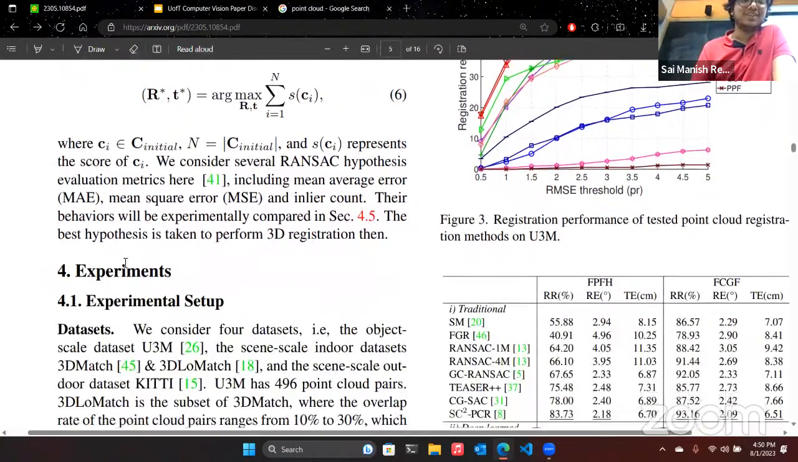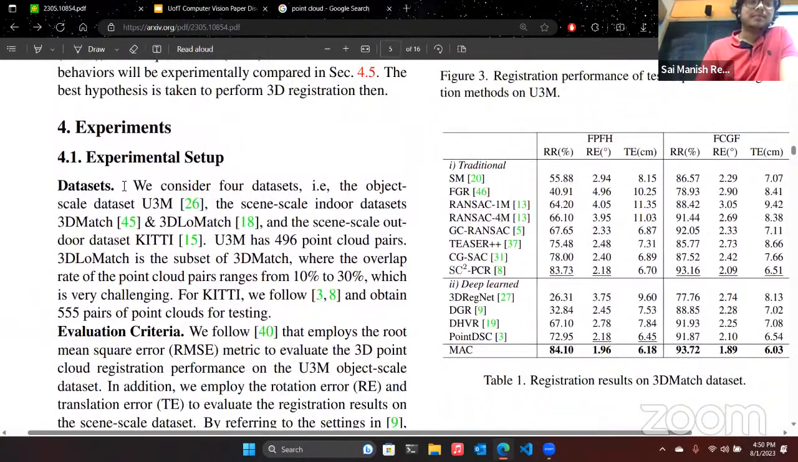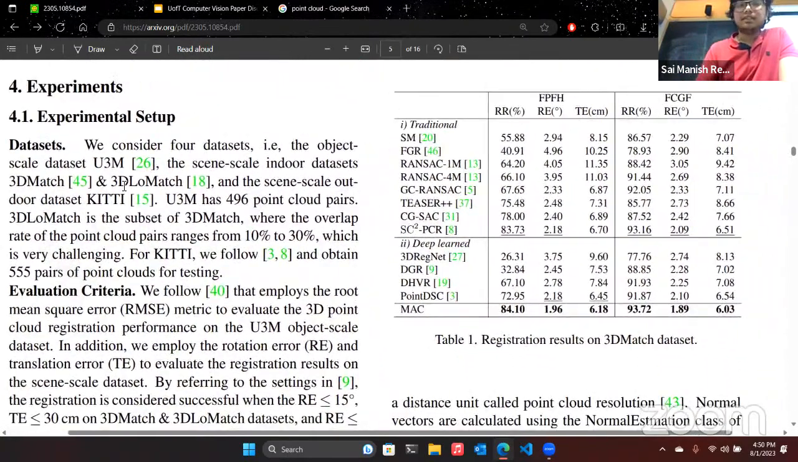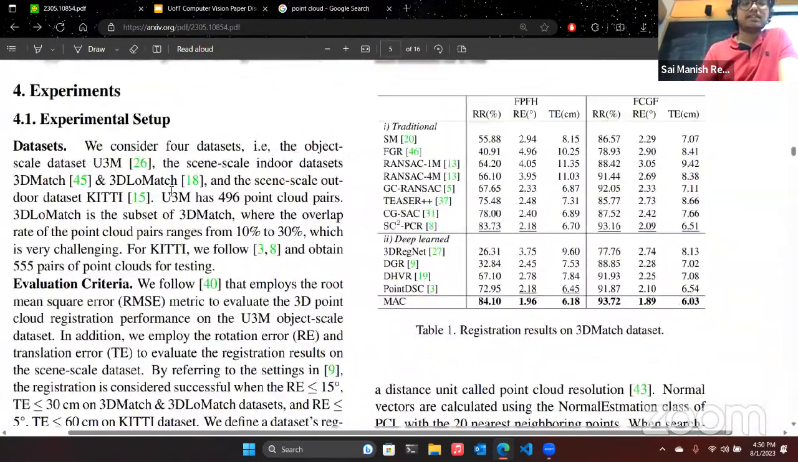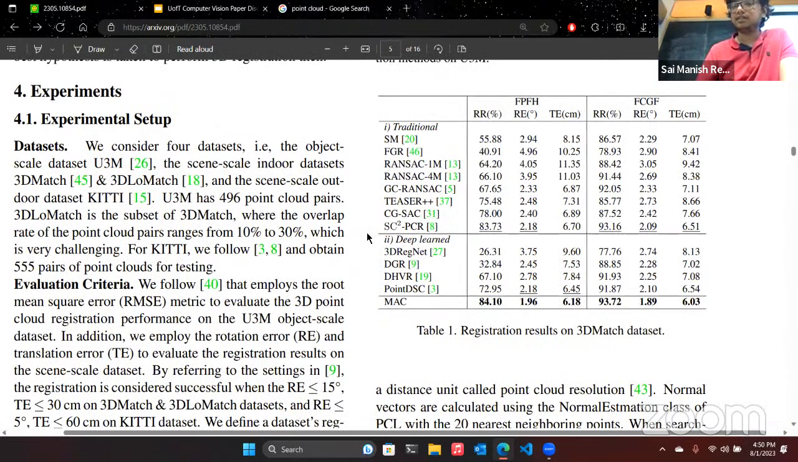Yeah, let's continue. They basically took 4 datasets and compared them with each other. The first dataset is from U3M, the second and third are 3DMatch and 3DLoMatch, and the fourth one is KITTI.